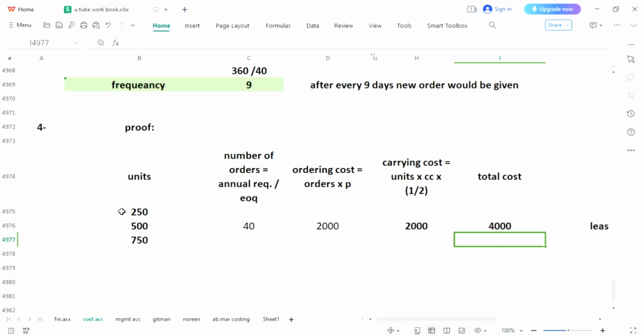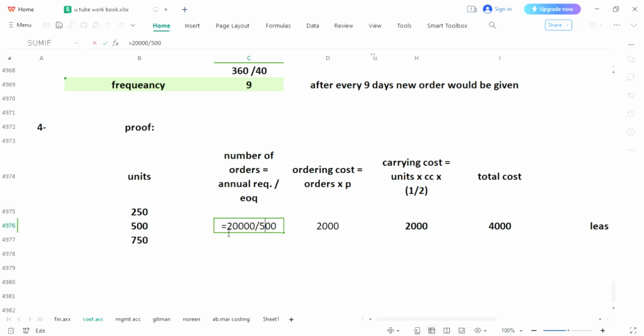Now we will see how much the cost is on 250 units, and the claim is that the cost of 250 would be more than that of 500 units. Again we will calculate the number of orders using the annual requirement. As you can see, we saw the annual requirement was 20,000. In a similar way, annual requirement 20,000 would be put over here. Economic order quantity units, for the time being you will understand, here units are 250. So your number of orders would be 80 when you buy 250 units.